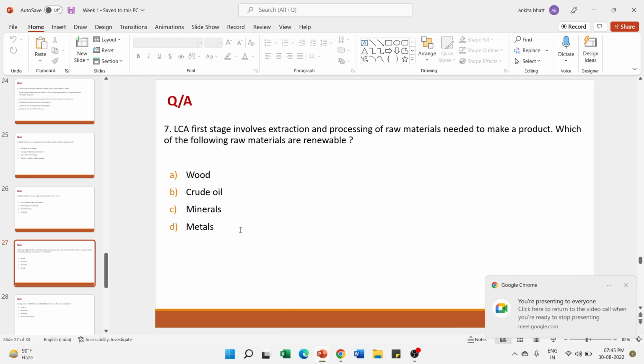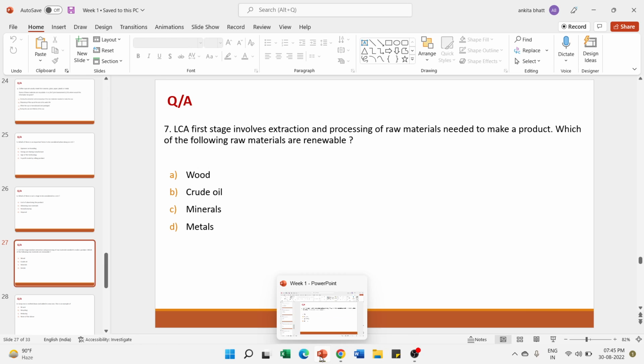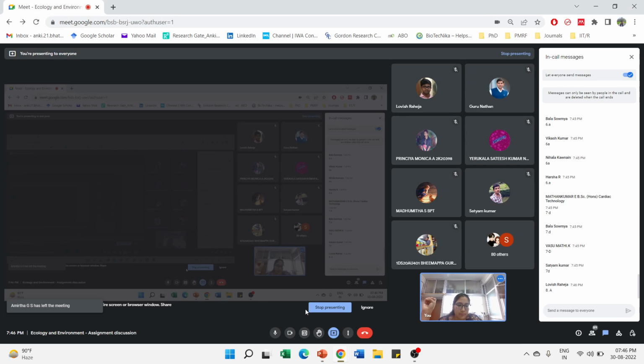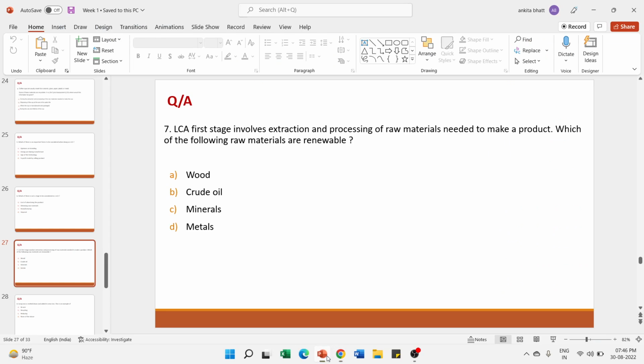One student has responded D. They believe metals is renewable. Fine. I'm getting different kinds of responses for this answer, so I'll leave this question to you and we'll discuss it again in the next class. Everybody is giving all kinds of options. Mostly we have some confusion between wood and metals. I hope this should be easily answered by you. It's a very basic question. So this seventh question we'll leave and discuss next time.